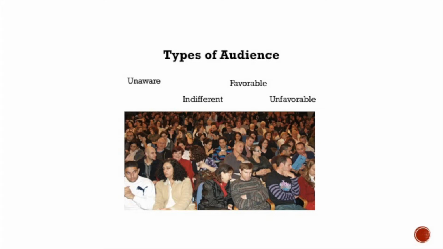Types of audience. The first one is unaware. They have little or no information on your topic. Here you need to offer some background information. Try to explain why they may be unaware of the situation without being rude, and why it is important they know more about the topic you will be presenting.